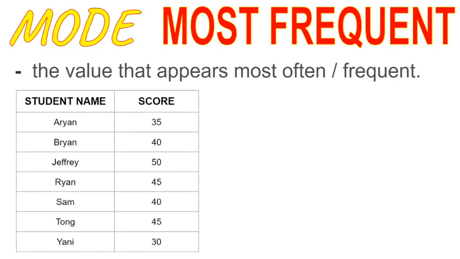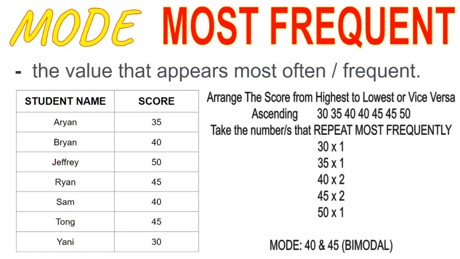And now let's go ahead and get another data here. From this particular example, you should be able to notice that we follow the same procedure. We arrange it either ascending or descending, and then we take note of the numbers that repeat most often. In this example, 30 appeared once, 35 appeared once, 50 appeared once. The numbers 40 and 45 appeared twice. So there are 2 numbers that are most frequent.